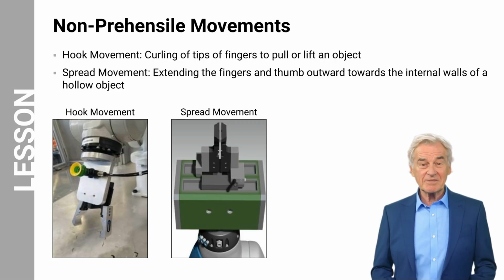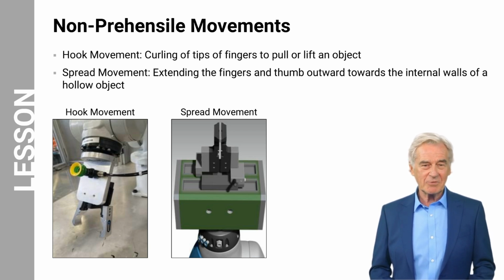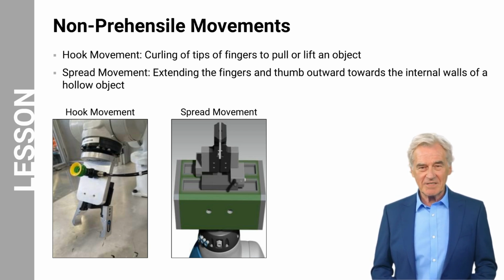Now that we've discussed prehensile grips, which require the use of a thumb, let's discuss non-prehensile movements. These movements often do not require the use of a thumb to manipulate the object or obstacle being interacted with. As the name suggests, hook movement focuses on hooking onto something, such as a handle or another object. The primary goal is to pull the object, not necessarily rotate it.